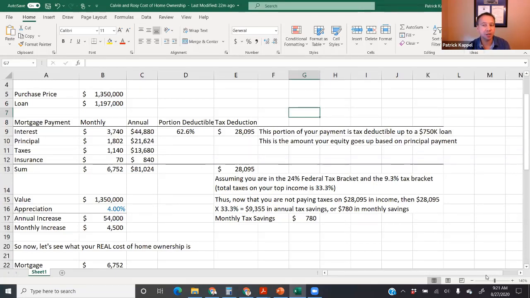So when I showed up on closing day, I knew they were nervous about this new payment. I didn't show up with a bottle of champagne and a bouquet of flowers. I showed up with an Excel spreadsheet showing them the real cost of home ownership. And what I'm about to show you is exactly what I handed them along with their keys. This Excel spreadsheet, printed out.